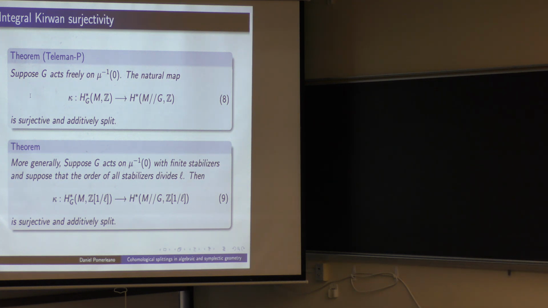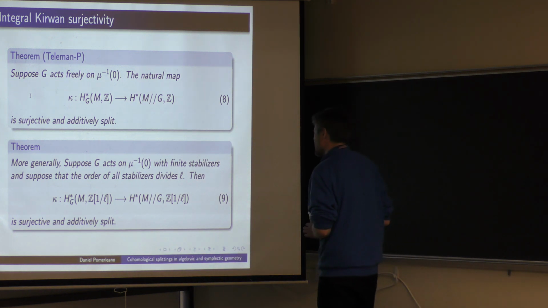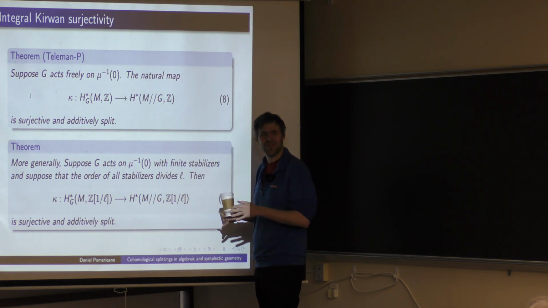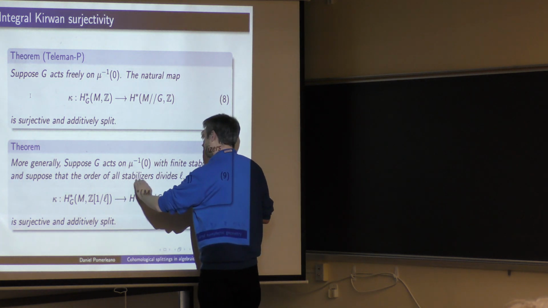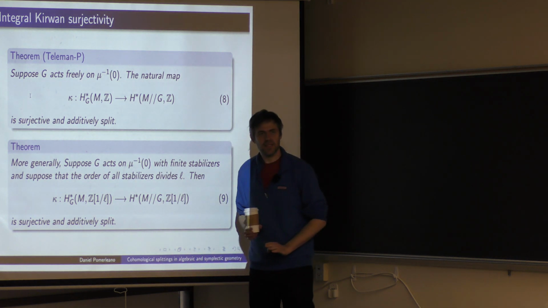So does that sentence mean the orders of all stabilizers each divide L? What is that? So you choose, you take the greatest common multiple of all the stabilizers. Tell me what the English means. Okay, the order of all stabilizers. Each stabilizer divides L. Yes.